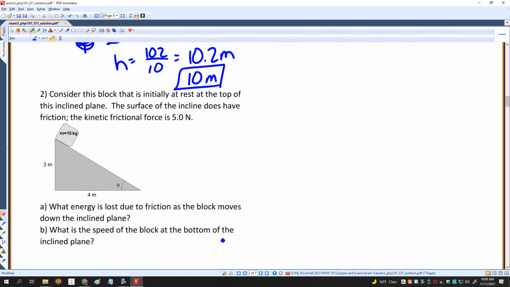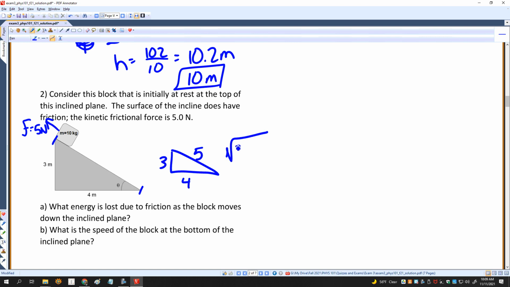Of a block that's initially at rest at the top of this inclined plane, and the surface of the inclined plane does have friction, and the frictional force that's acting on this, I say, is 5 newtons. And I want to know what energy is lost due to friction as the block moves down the inclined plane. First, I need to figure out what is this distance. This is a special triangle. It's a 3, 4, 5 triangle.